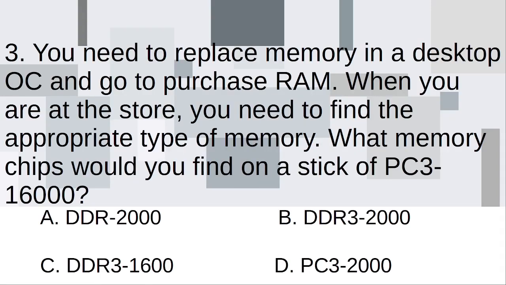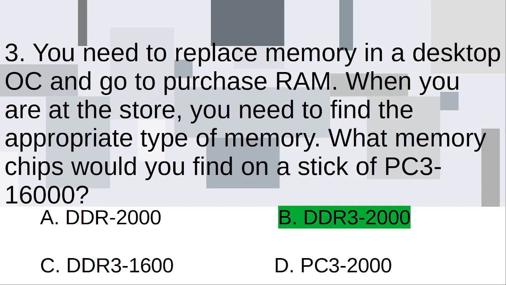Question 3. This has to do with RAM. You need to replace memory in a desktop PC and go to purchase RAM. When you are at the store, you need to find the appropriate type of memory. What memory chips would you find on a stick of PC3 16000? A. DDR2000, B. DDR3 2000, C. DDR3 1600, D. PC3 2000.